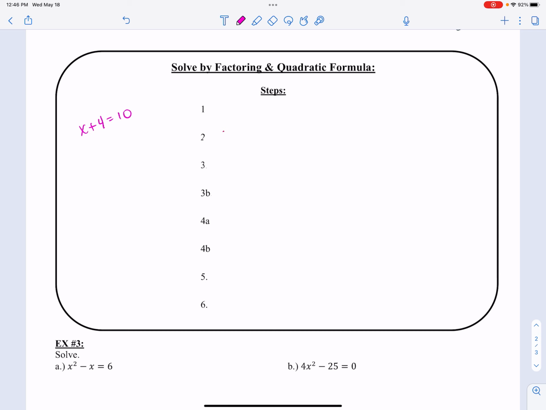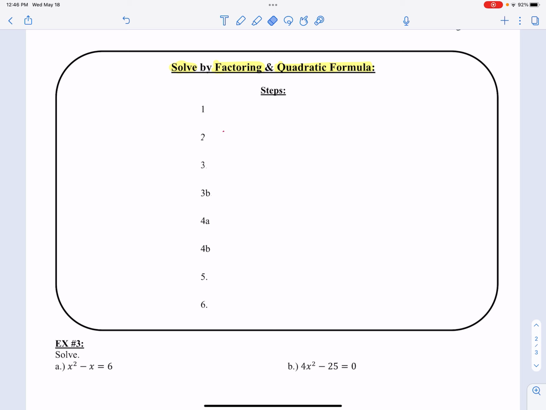A linear expression, I can just isolate the variable and solve for x. But when I have powers, I have to do some things differently. So we are always hoping to solve by factoring because it is definitely quicker and easier than using the quadratic formula. So let's review your basic steps when we're talking about solving.